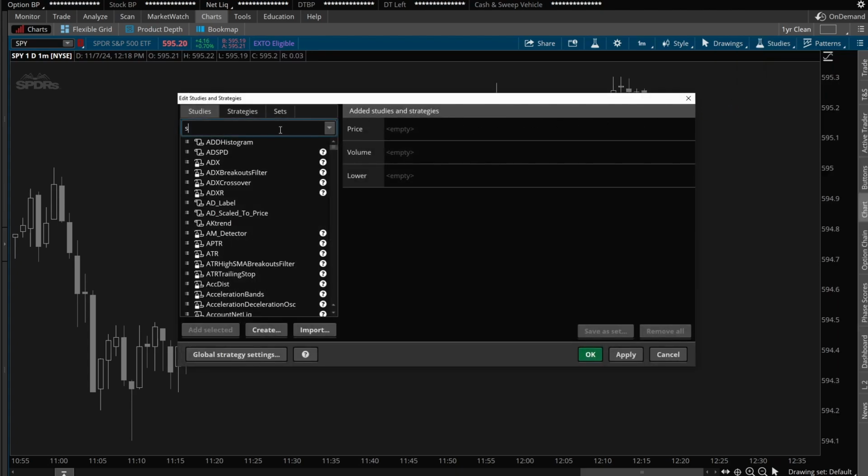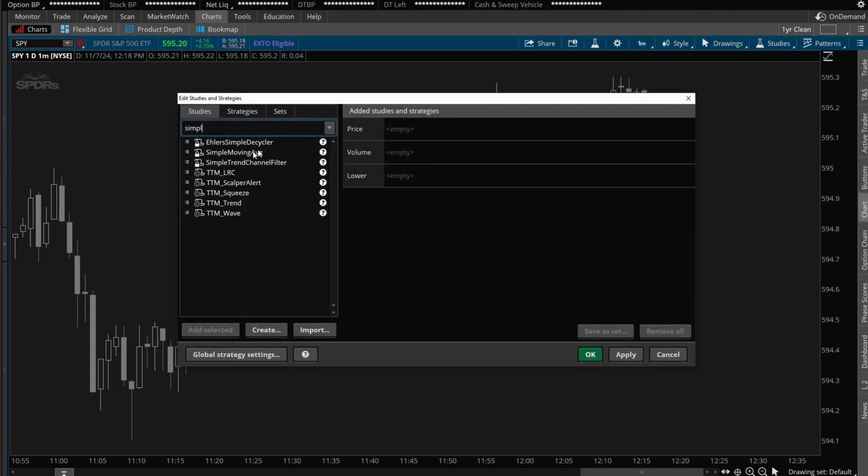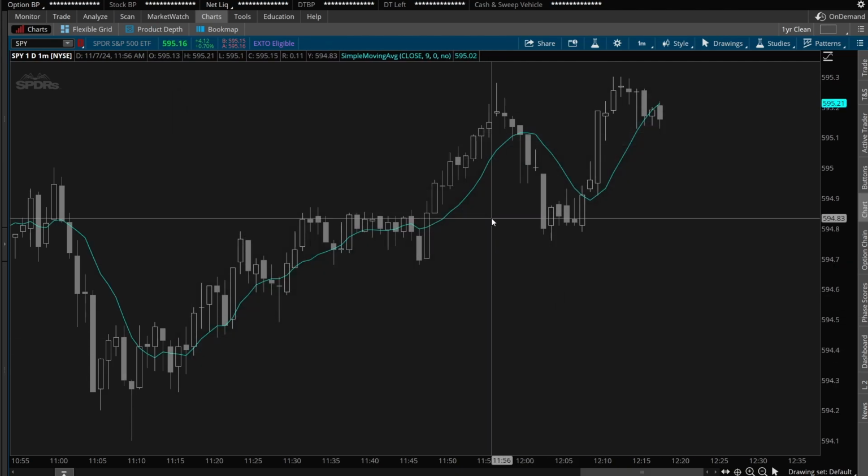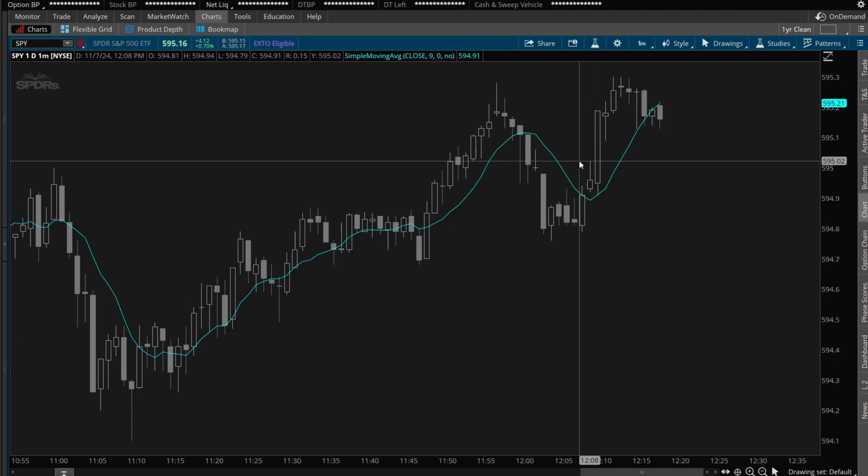First we're going to do the simple moving average, which is probably the most basic. It's calculated at the close price, and this is the 9 period, or 9 day. Because I'm using a 1 minute chart here, it's looking at the last 9 periods, or 9 candles. All this does is show us the average price over the last 9 candles. So over the last 9 candles, our average price is $595.21.